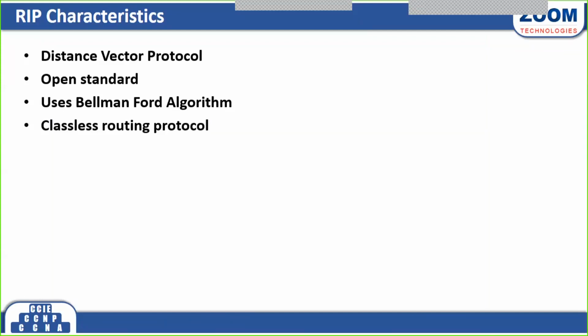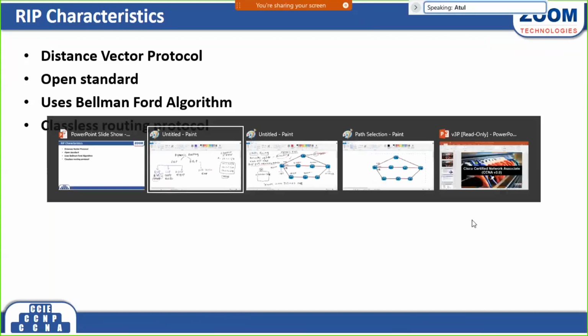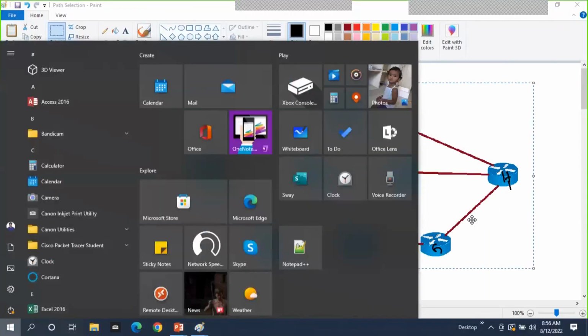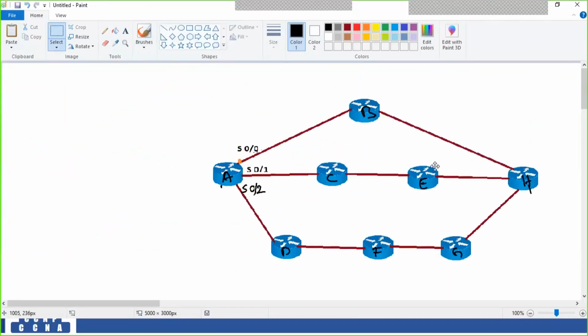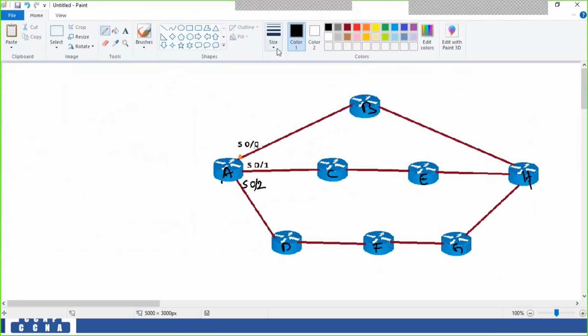or manually? Automatically. So how will RIP find the best path? Based upon what parameter will the RIP protocol find the best path? That is what we need to discuss. See, in this topology, the scenario is the same, which is A to H. How many paths are available?